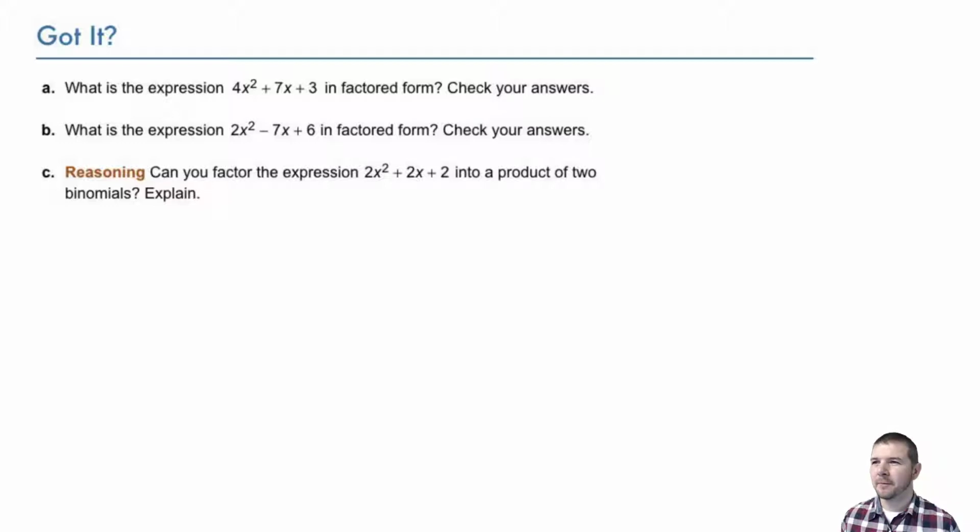Your turn. Part A. What is the expression 4x² plus 7x plus 3 in factored form? Check your answers. And part B. What is the expression 2x² minus 7x plus 6 in factored form? Check your answers. And finally, part C, a reasoning item. Can you factor the expression 2x² plus 2x plus 2 into a product of two binomials? Explain.